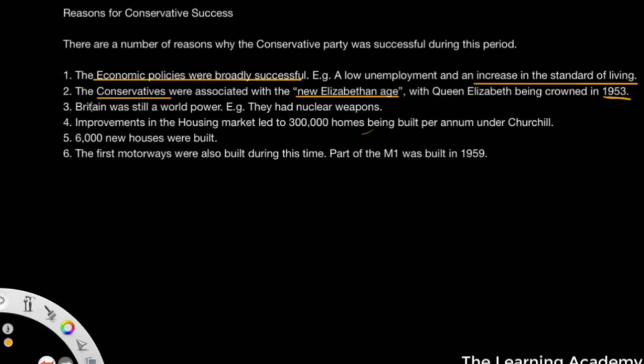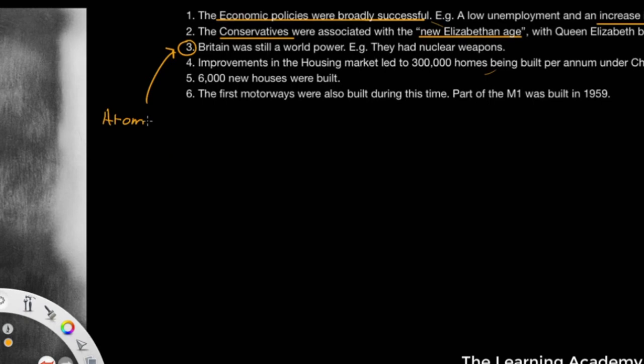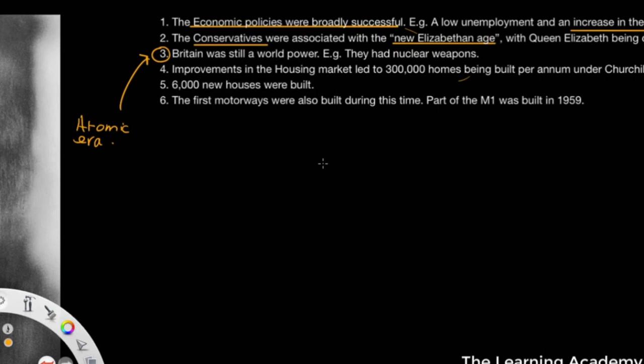Britain was still a world power. So this was something that was very interesting. Don't forget that we are going into a new era of humanity, the atomic era. The first atomic weapons were developed by the United States and used against Japan in 1945, and since then you have the development of nuclear weapons. In the 50s and the 60s, Britain owned nuclear weapons. The USSR, the USA, and I believe France at the time owned nuclear weapons as well. So we were among a very small number of world powers that had the nuclear technology.